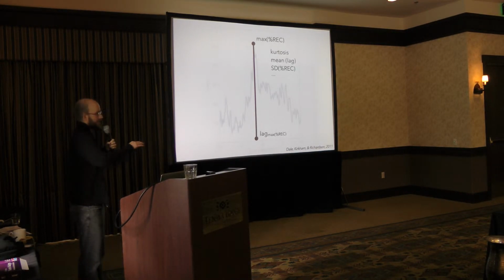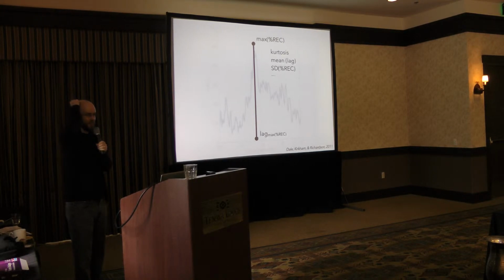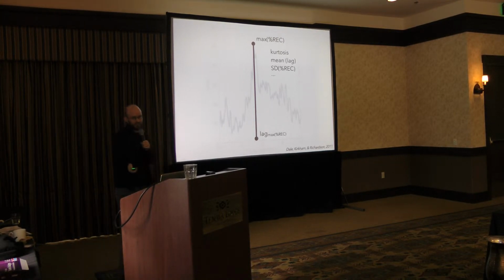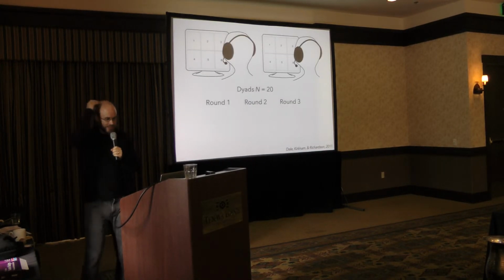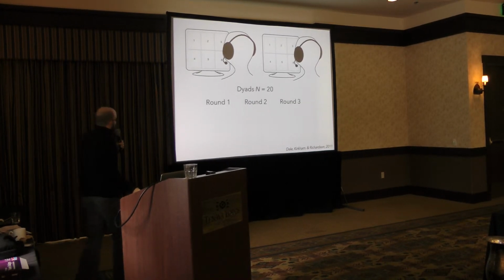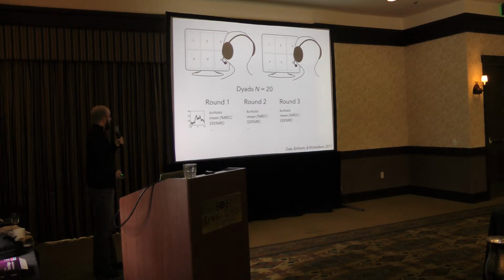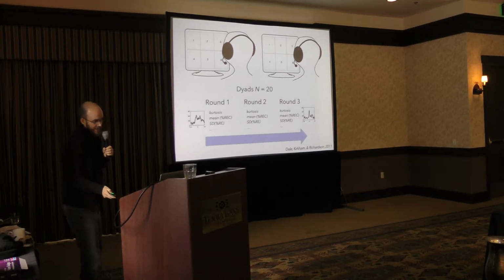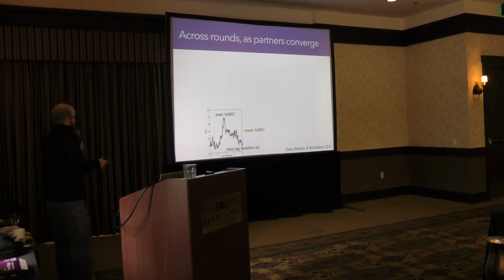And of course you can grab other kinds of characteristics of this function as well: the average level of this function, how kurtotic the function is, the dispersion characteristics, and so on. And so what we're doing in this design is looking at these 20 dyads and just going from round to round and looking at how these visual profiles are changing and the way these two systems are coupled, these two human beings are coupled.